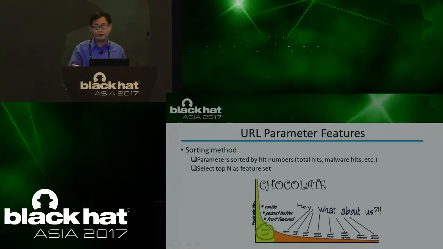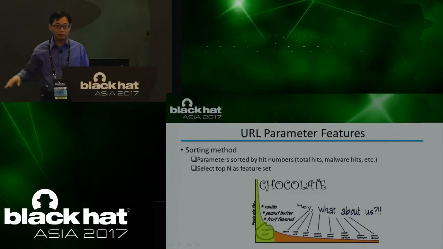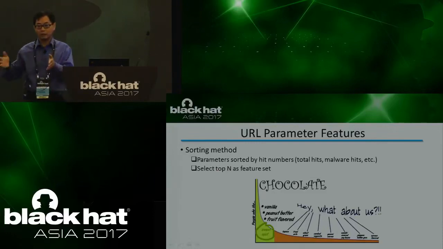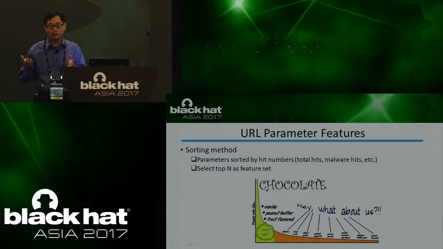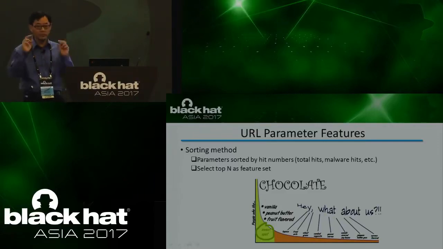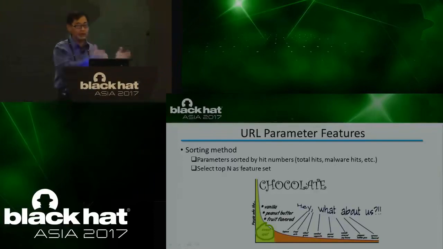Well, I put a cartoon here. Say if people only choose a popular flavor of chocolate, that's only a few. But how about the others? That's a long tail. So this long tail problem is, if you choose only the popular features, you lose a lot of the unpopular ones. Those unpopular features may have a lower hit number, but it doesn't mean they're not important. Probably it could be a significant feature to tell what is benign and what is malicious.